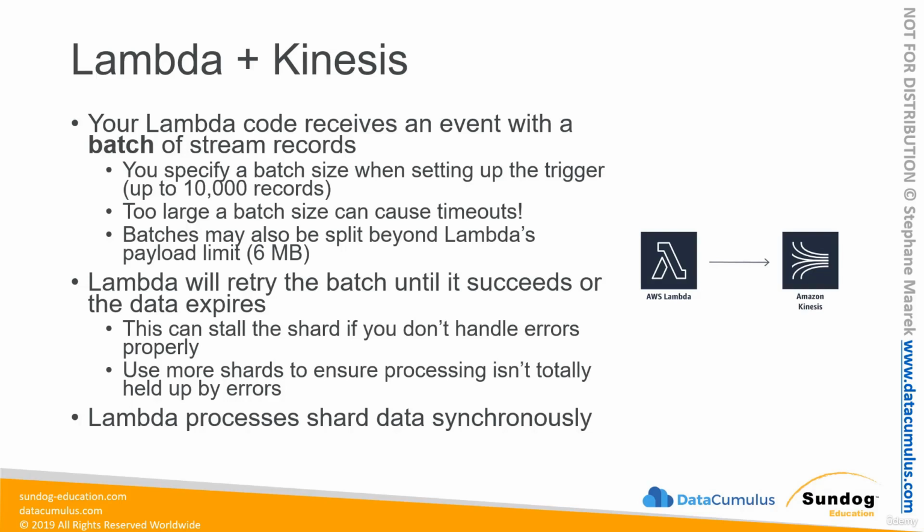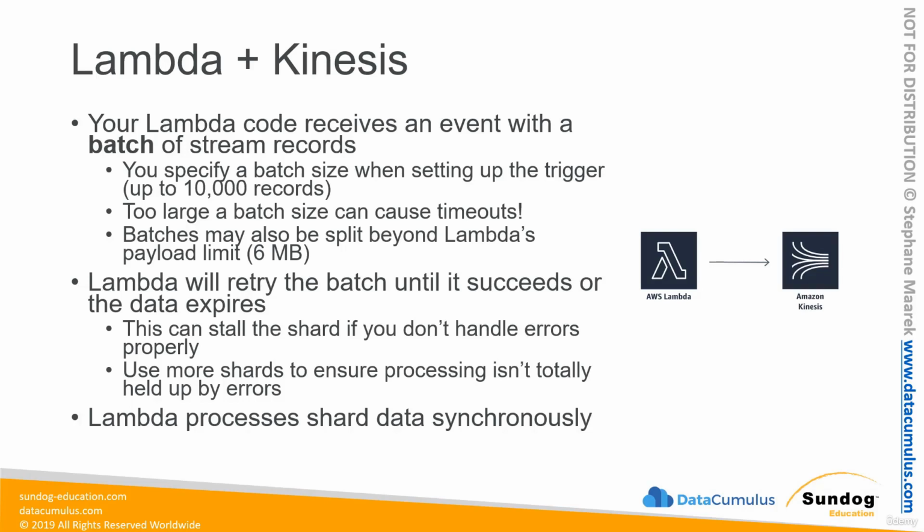Another thing to be aware of is that Lambda will automatically retry a batch of streaming data until it succeeds or until the data expires. That sounds like a great feature, but it can also cause problems. So if you're not handling errors properly, that could actually stall the entire shard, and that would be another failure mode that you need to be aware of.